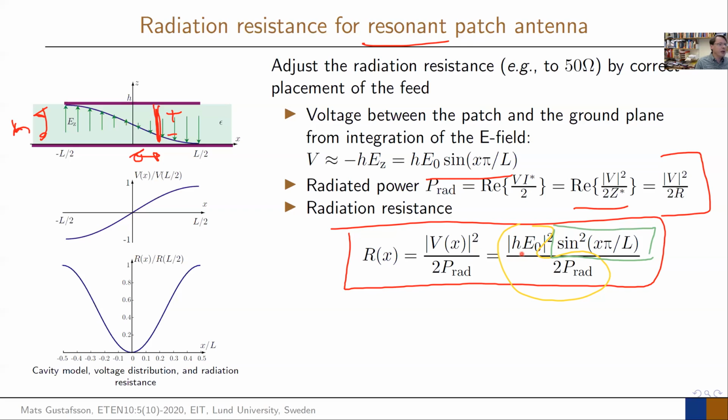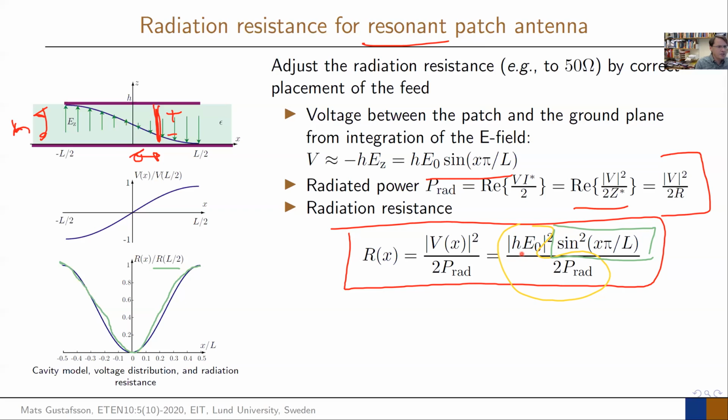So this one depends on the shape factor, which is sine squared times x and pi over L. So it has this shape here. That's how it looks. That is how the radiation resistance looks. And now what I did is that I normalized it with the radiation resistance at the edge of the patch.